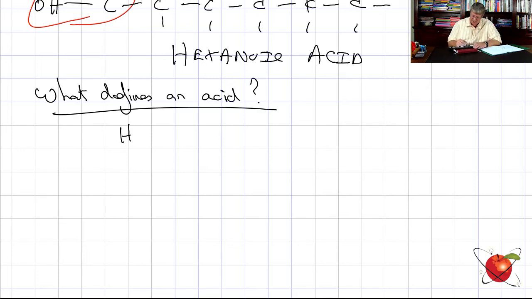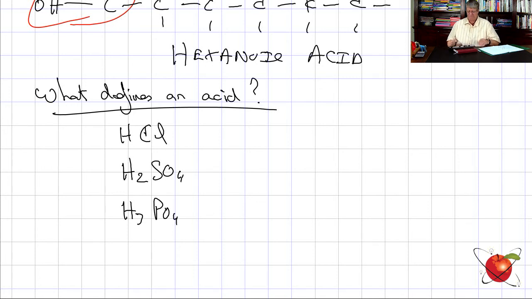Let's take the acids that we know. HCl, H2SO4, H3PO4, HNO3.